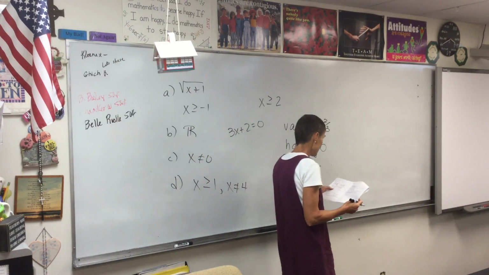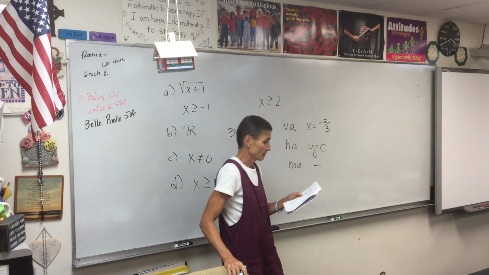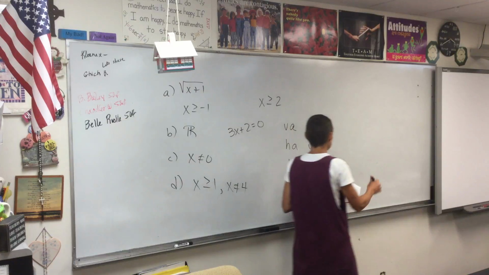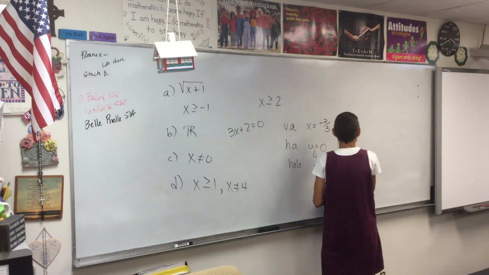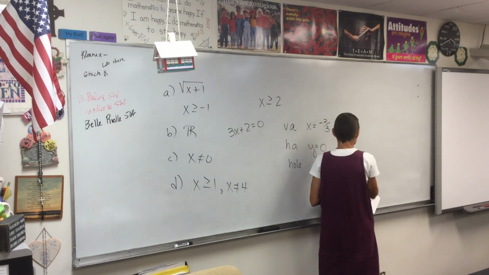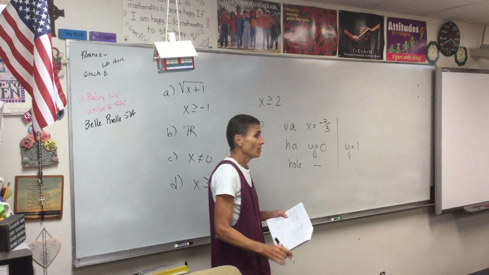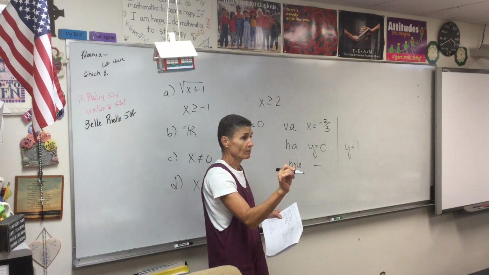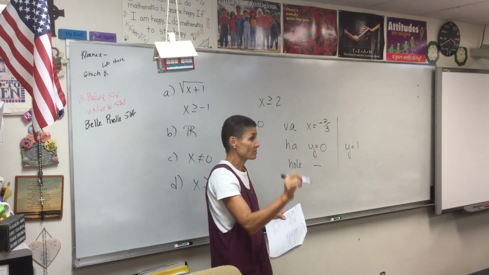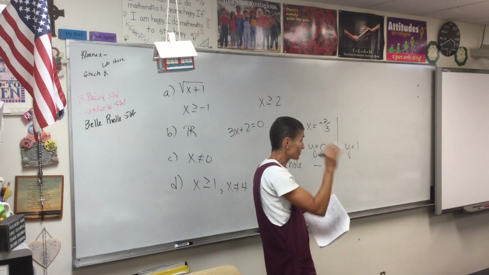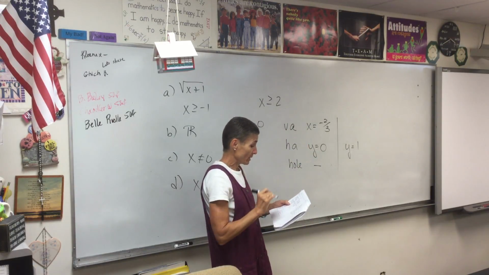All right, what about C? Horizontal asymptote is y equals 0. Not y equals 0, y equals 1, because in C we have x squared over x squared. The powers match. The big one isn't in the bottom. They match. So you have x squared over x squared.